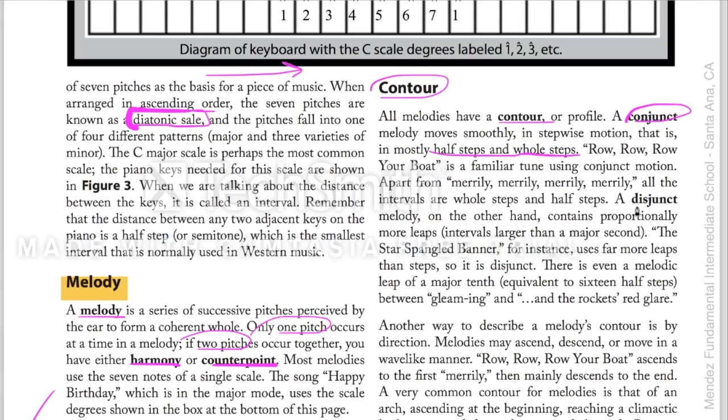Now let's talk about disjunct melody, which contains proportionally more leaps, intervals larger than a major second. The Star-Spangled Banner, for instance, uses far more leaps than steps, so it is disjunct. There is even a melodic leap of a major tenth, equivalent to 16 half steps, between Gleaming and the Rocket's Red Glare.